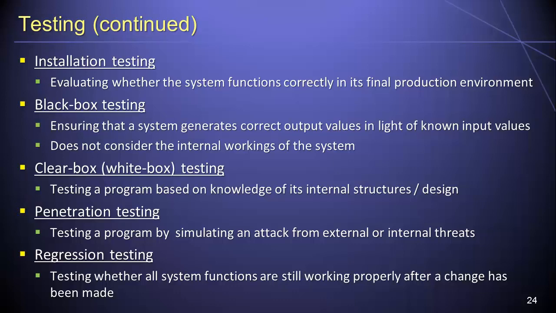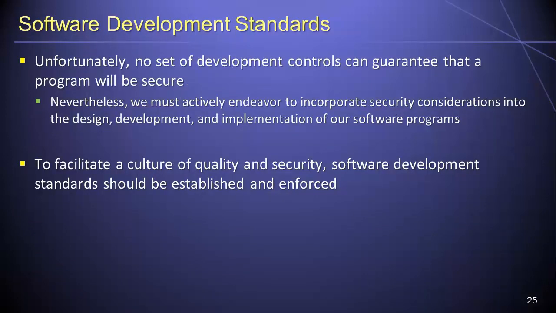Finally, if we make a modification to a software program, we should subject the program to regression testing, the purpose of which is to evaluate whether all of the program's functions are still working properly after a change has been made. Unfortunately, despite our best efforts, no combination of development controls is able to guarantee that a software program will be perfectly secure. Nevertheless, it is necessary for us to do our best to make software programs as secure as possible by actively considering security issues throughout the design, development, and implementation of our software programs.